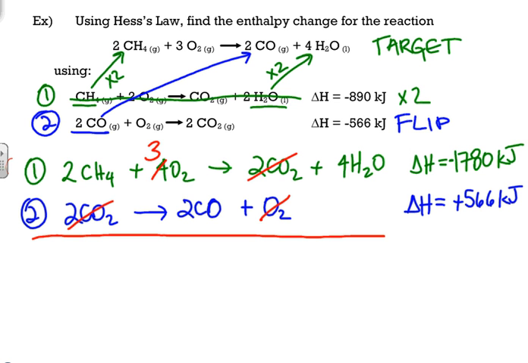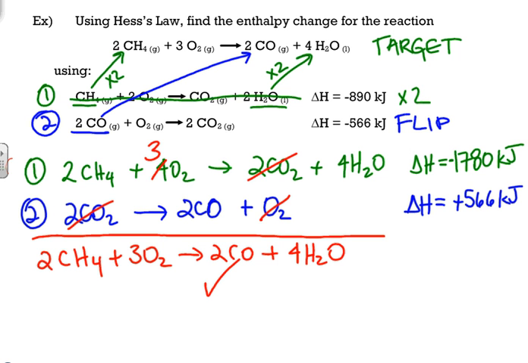And hey, if you take a look at that, that actually ends up being your target equation, so I've done it. So what's my target? 2CH4 plus 3O2 gives you 2CO and 4H2O. So check. I've gotten to my target equation. Now that means all I have to do is add up these two values of delta H, and you're good to go. So when you do that, you should get that your delta H value is negative 1214 kilojoules. And that's it.